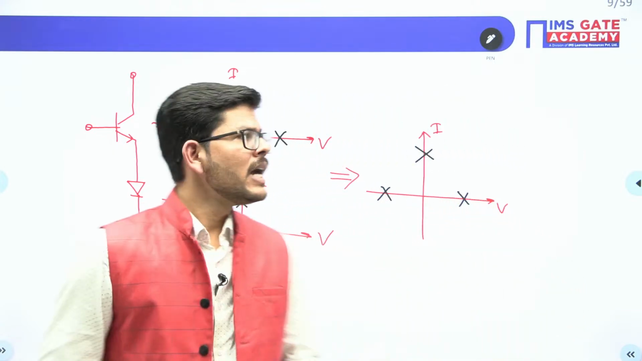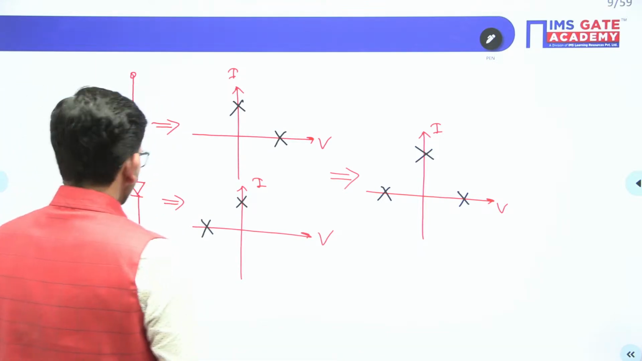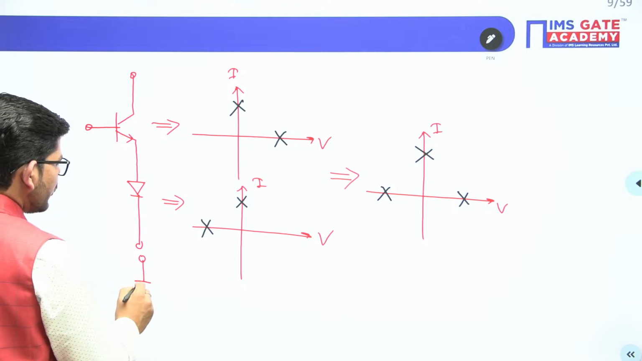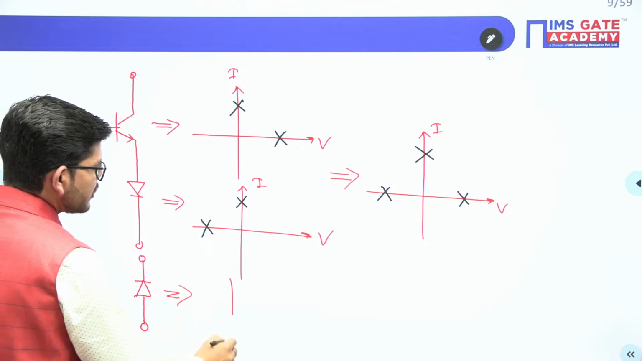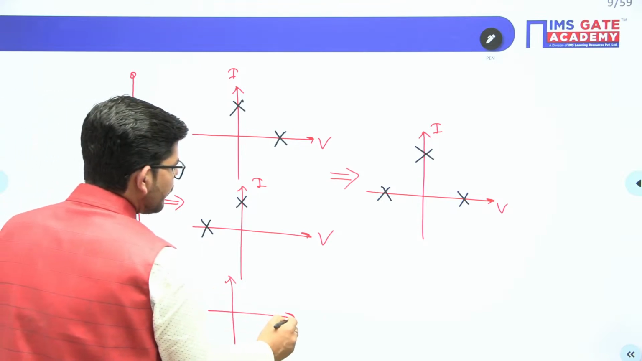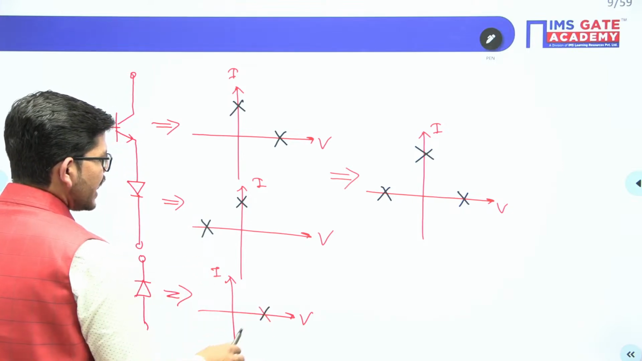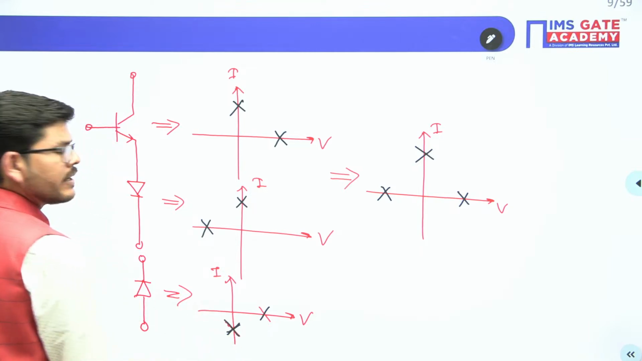Now we have a diode connected across this series combination as well. So guys, what will be the switch realization for this kind of diode? It will be able to block positive voltage and it will be able to carry negative current, isn't it?